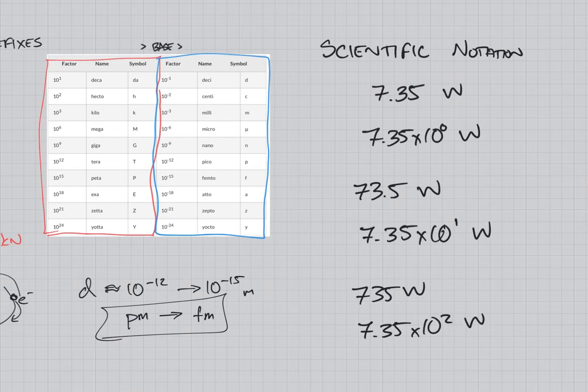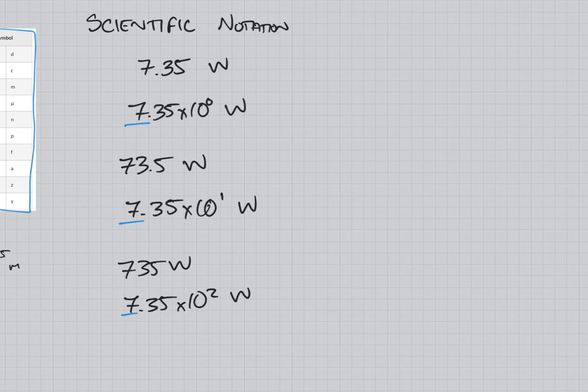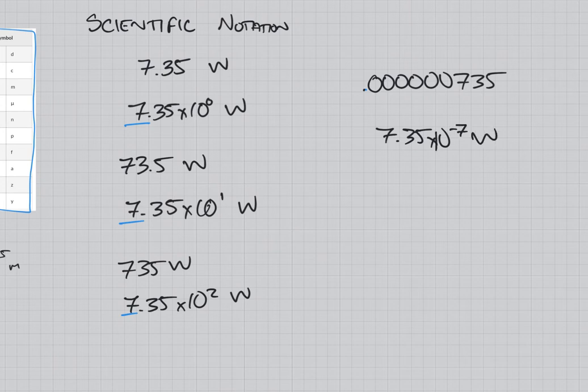And so we'll see that we always want to have simply one value in front of our decimal point, and then all the other values behind that. This is going to make it easier for us, especially in both large and small numbers. When we get into small numbers, instead of having to write out so many decimal points here, we can simply, again, write it as 7.35 times 10, and I can simply count 1, 2, 3, 4, 5, 6, 7, and that's going to be times 10 to the negative 7 watts.